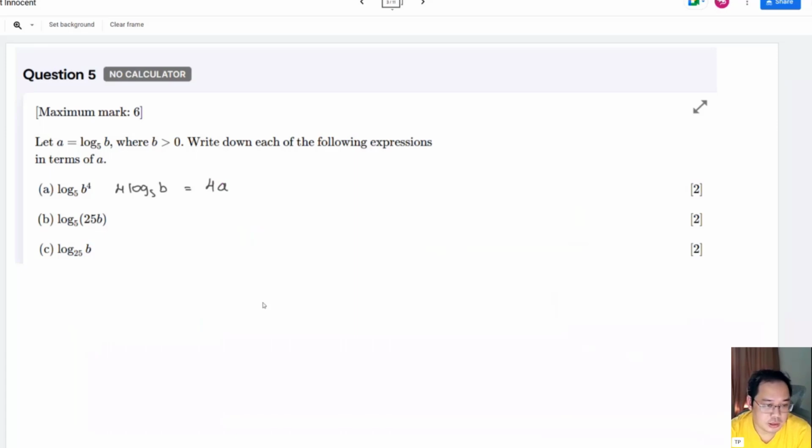Okay, log base 5 of 25b. Again, we split the log of the product 25 and b into the sum of the two logs.